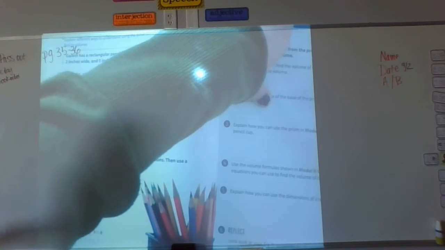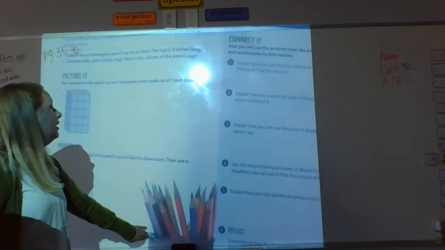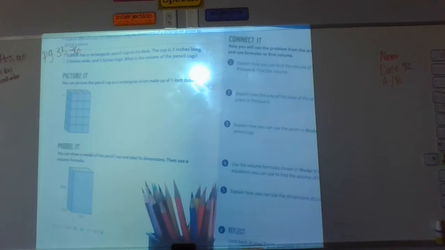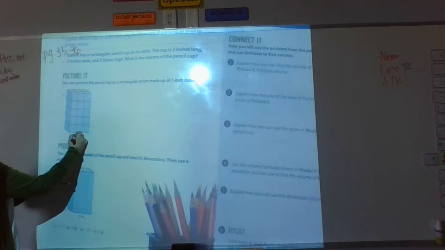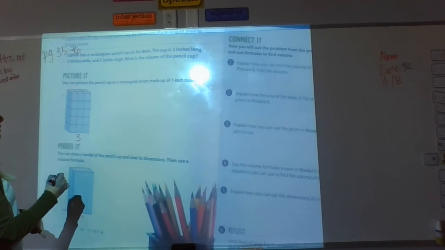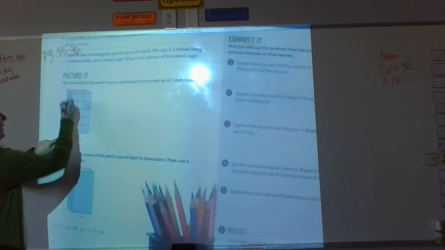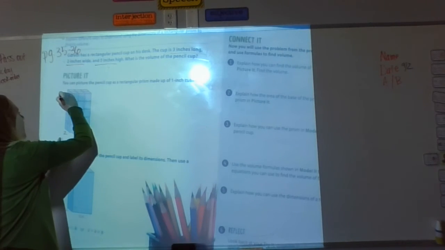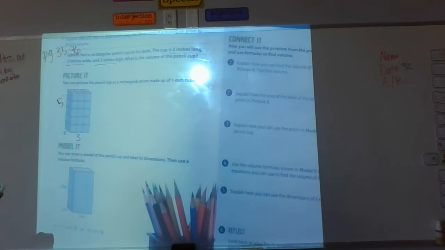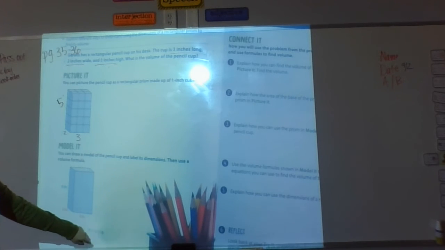Gareth has a rectangular pencil cup on his desk. The cup is 3 inches long. Let's label our chart as we read it. 3 inches long, 2 inches wide, and 5 inches high. What is the volume of the pencil cup? You can picture the pencil cup as a rectangular prism made of 1-inch cubes. You can draw a model of the pencil cup and label its dimensions.